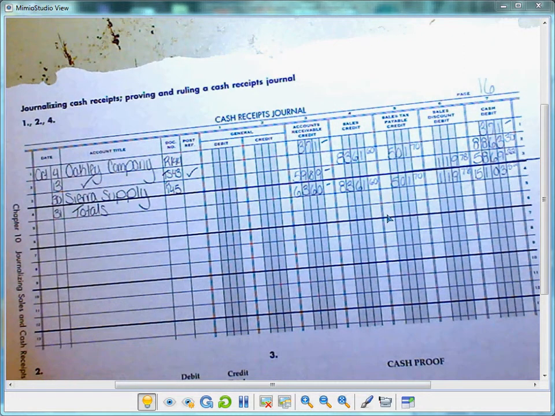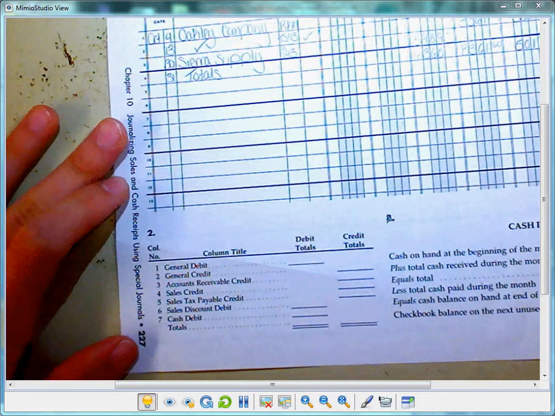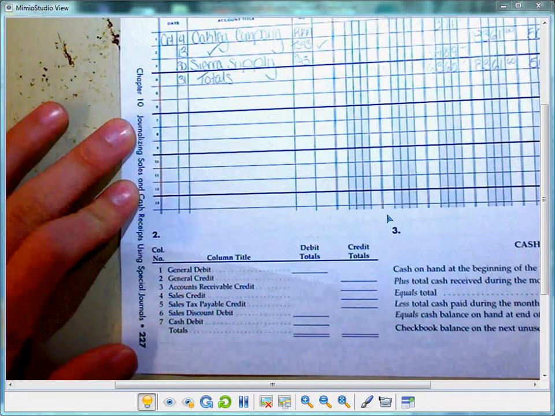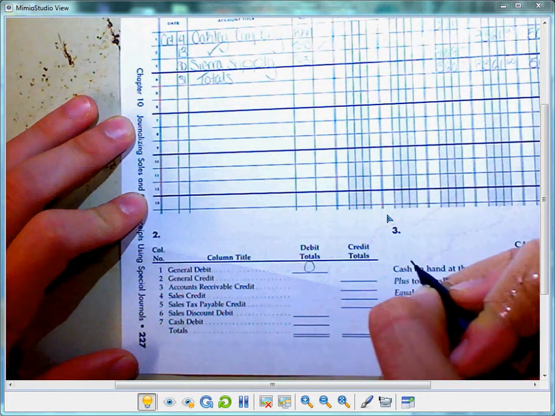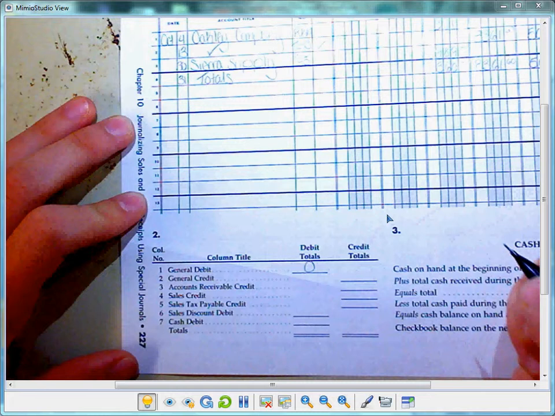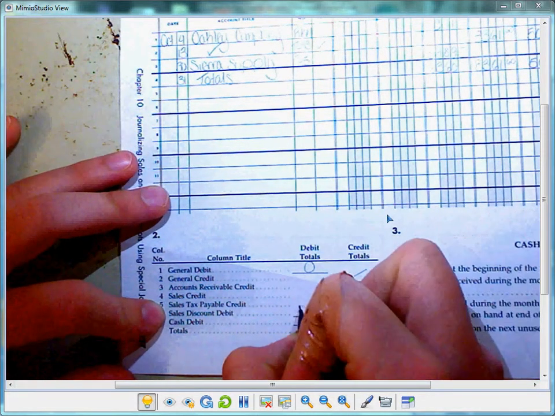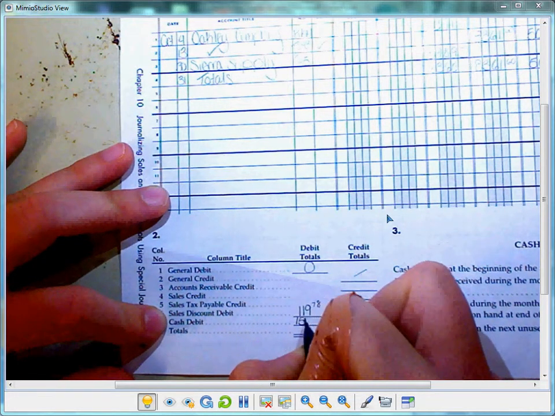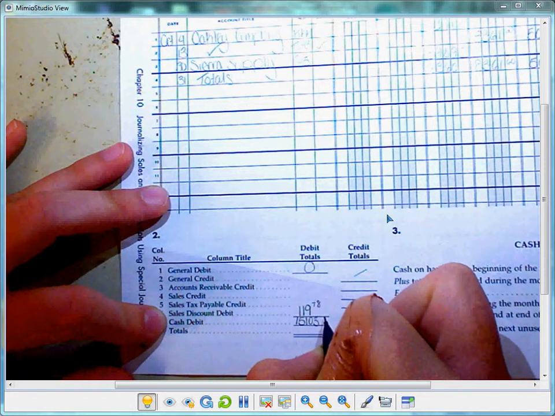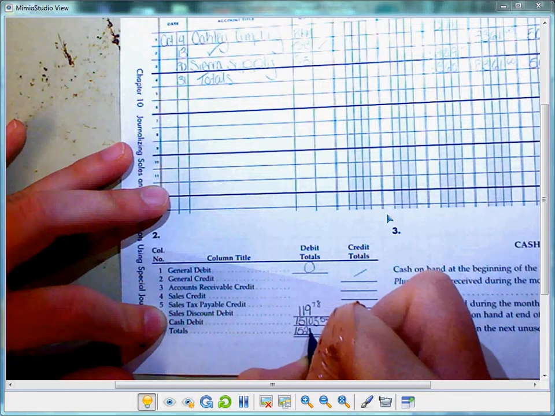Okay, then we need to go down and do the little part 2 section so we can see if our debits and credits equal each other. We're just bringing down the totals that we already put up there. General debit is nothing, so I would put a 0 or a dash. Sales discount debit was $119.78. Cash debit $15,103.52. So our debit total is $15,223.30.